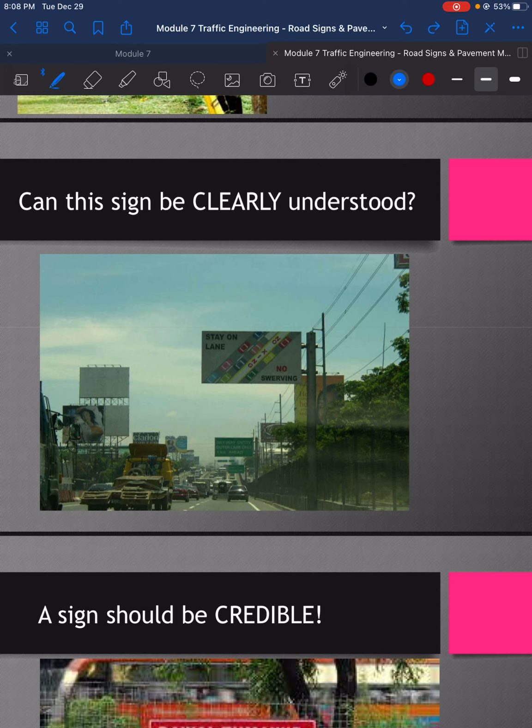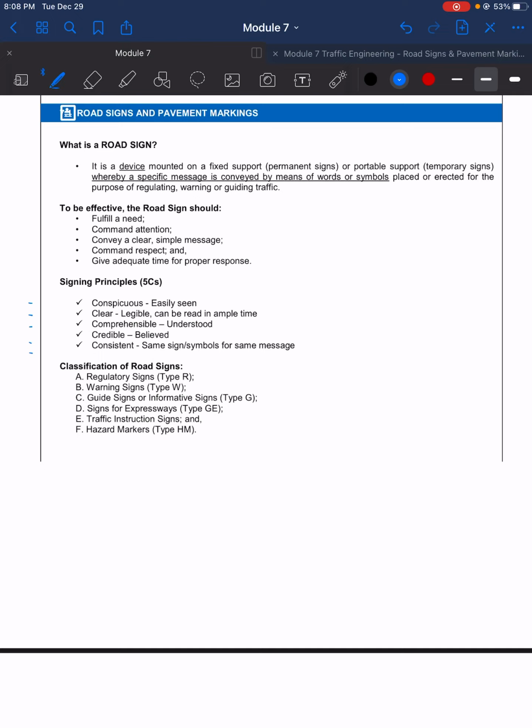So, dapat kapag naglalagay ng road sign sa kalsada, it is the standard para yung driver alam niya agad kung ano yung nakikita niyang bagay doon sa kalsada. Para kung ano yung command na gustong ipagawa, nagagawa niya agad. So, nagkakaroon siya ng decision making as soon as possible na ma-understood niya kung ano yung nasa road sign na yun. Next, number 4, the road sign should be credible or it should be believed.